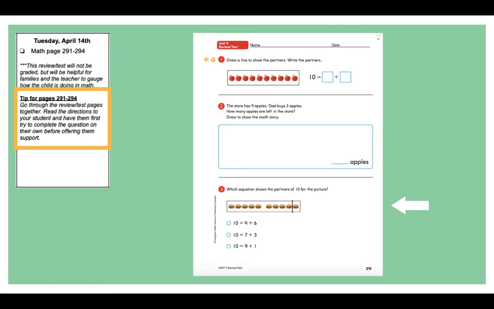All right? If you want to pause right here so you can do these three numbers on your math page, that's a good idea. And then you can hit play when you're ready to go on to the next page. All right, you ready? Here we go.